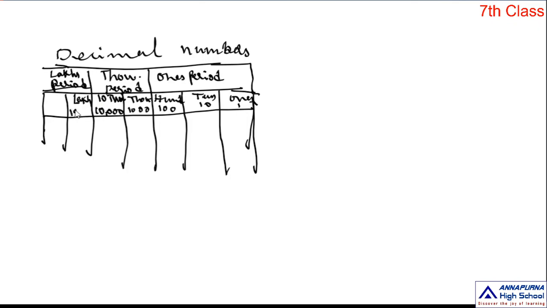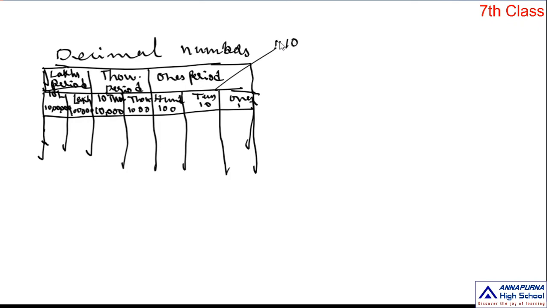So we can write 10 lakh as one followed by 6 zeros. Now if you observe the place value chart, we can find that if you move towards left, from ones to tens, its value is increased by 10 times. Its value is increased by 10 times.